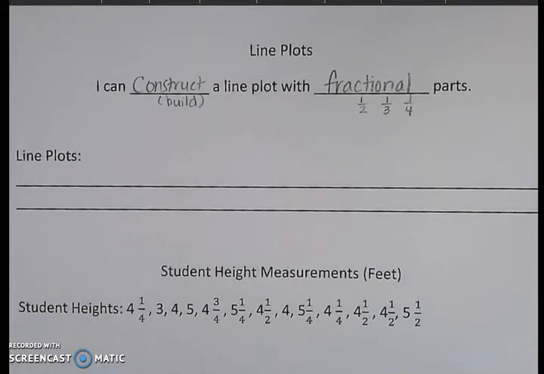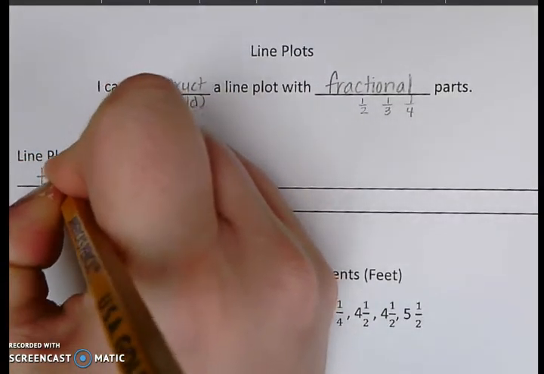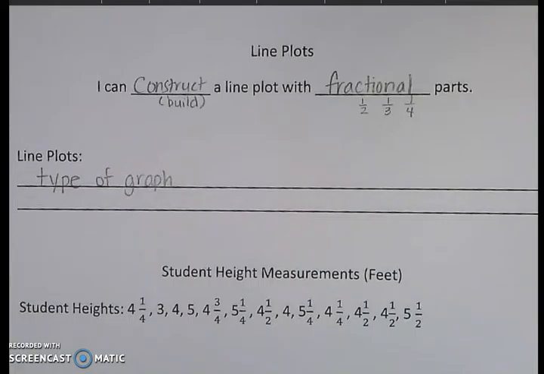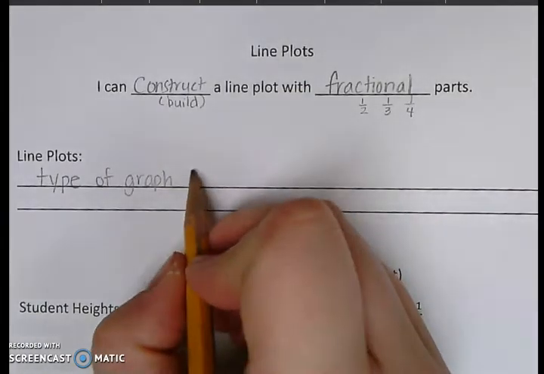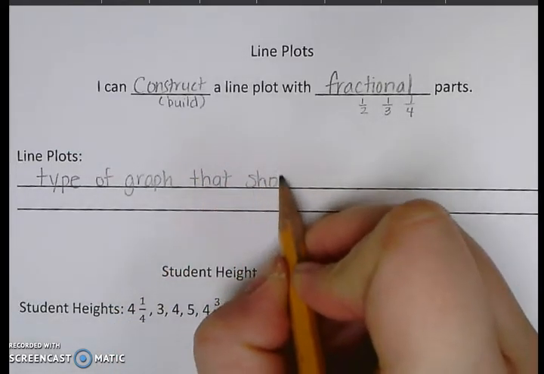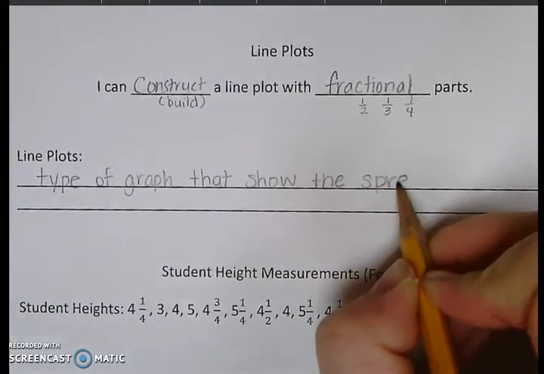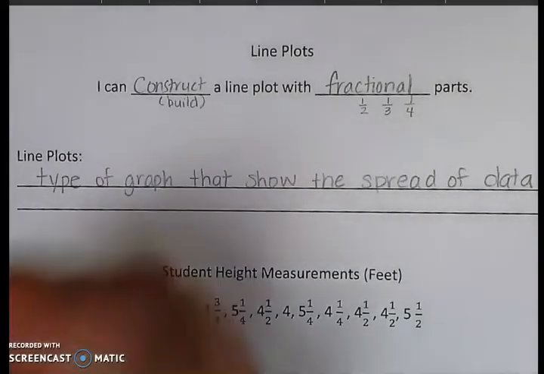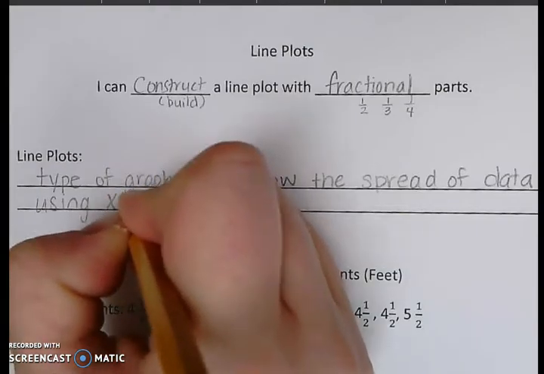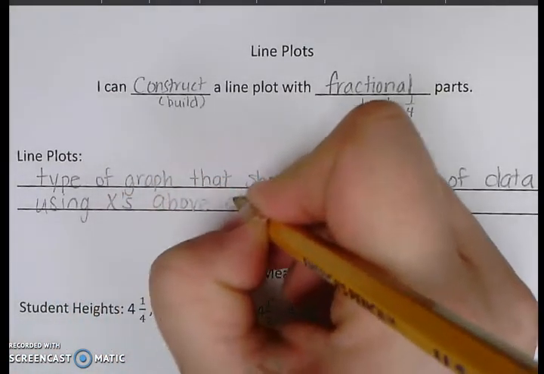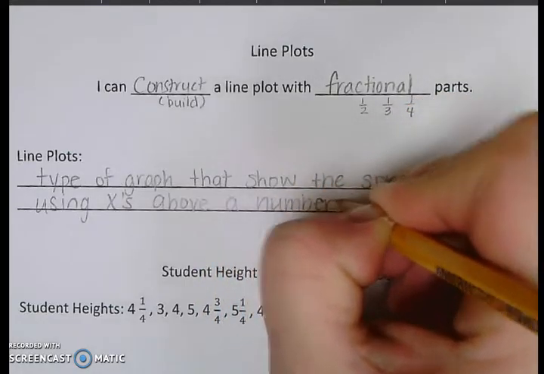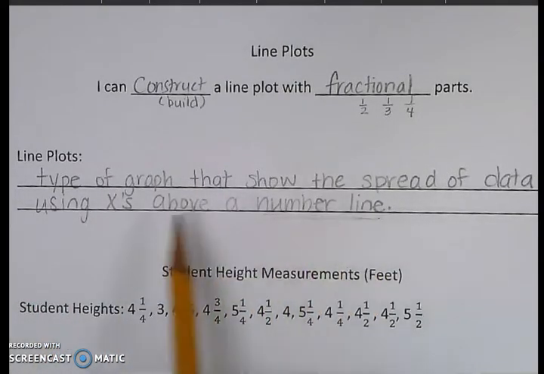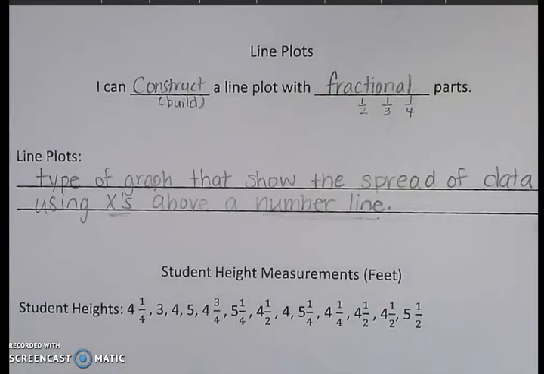So first, let's talk about what a line plot is. A line plot is a type of graph. So just like a bar graph is a type of graph, a line graph is a type of graph, a line plot is a type of graph that shows the spread of data using x's above a number line. So it involves that number line there, that's going to be key, and then it's going to have x's above each number in that data.